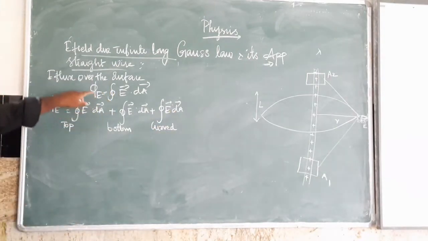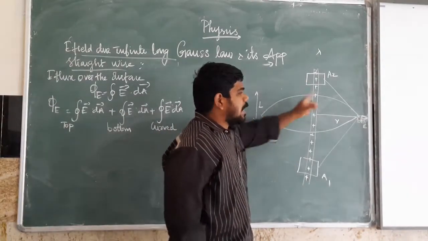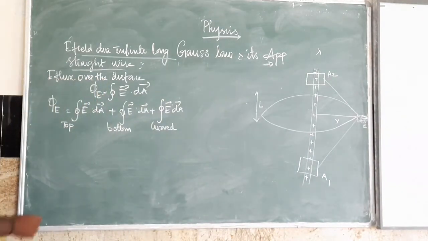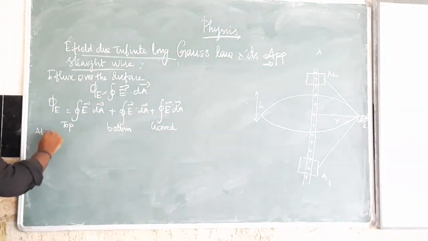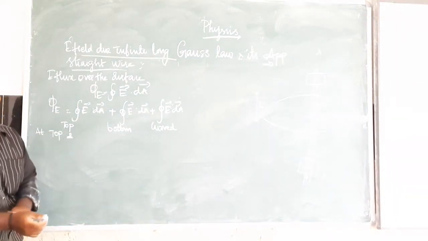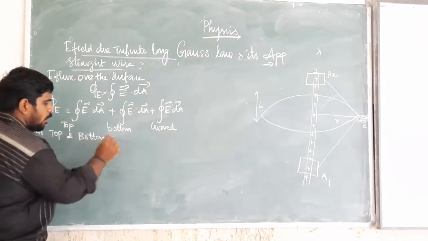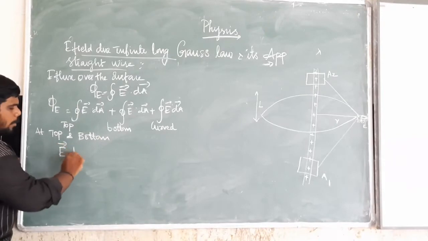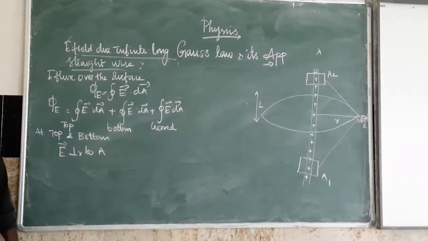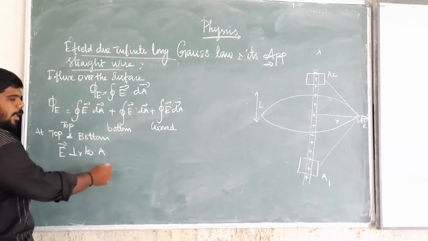Okay, understand? We know the first formula, and we have three surfaces: the top surface, the bottom surface, and the curved surface. So we split it into three surfaces. Clear? So at the top and bottom, the electric field will be perpendicular to the surface area A.